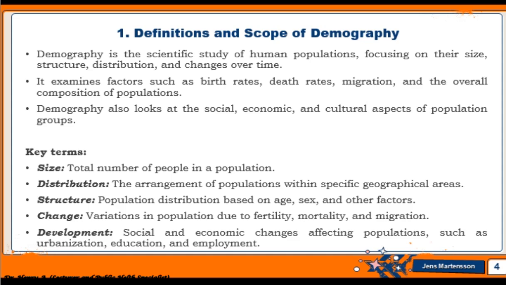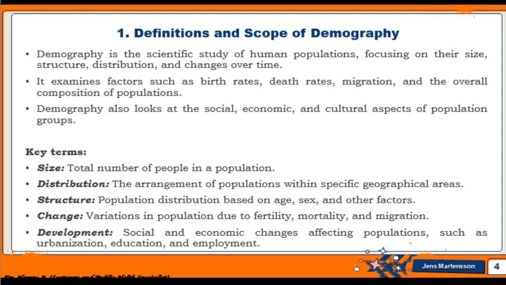Now, the distribution of this population determines where health resources should be located and where public health programs should be most heavily focused. For example, an influx of people into urban areas may require increased healthcare facilities in cities. Number three, let's look at the structure. Structure is very important. Population distribution based on age, based on their sex, and other factors.